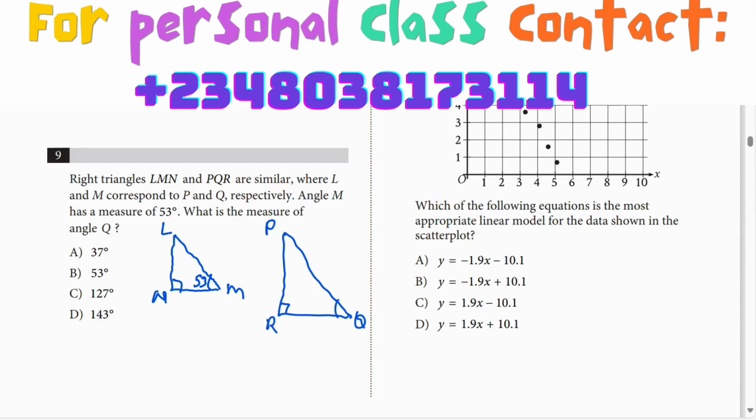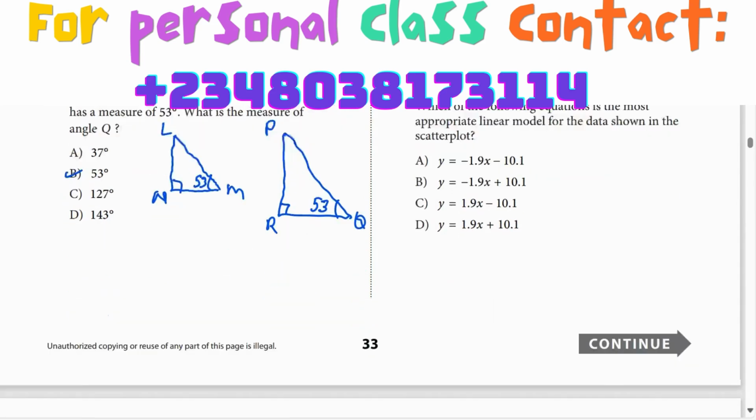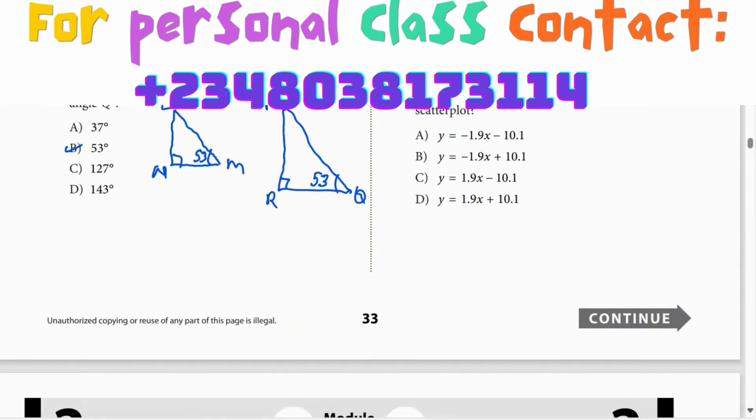So definitely they are going to be equiangular. Of course, they're going to be equiangular. When you talk about similarity, the angles are going to be congruent. So here, the measure of angle Q is still going to be 63. It will not change. What will change is the ratio of the corresponding sides. That will just be the same, but the angles will remain intact. So we go to the next question.